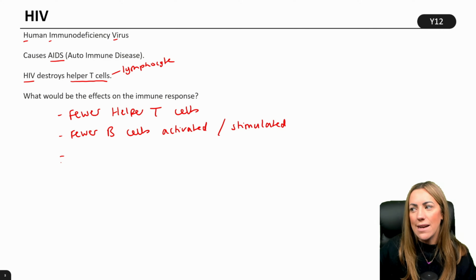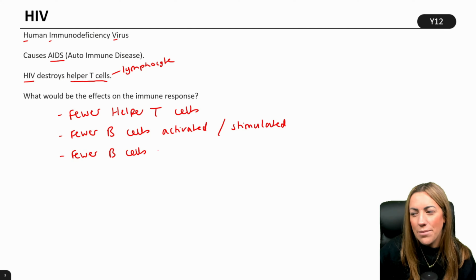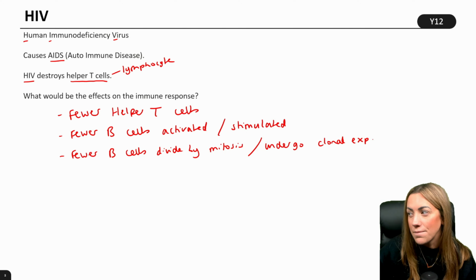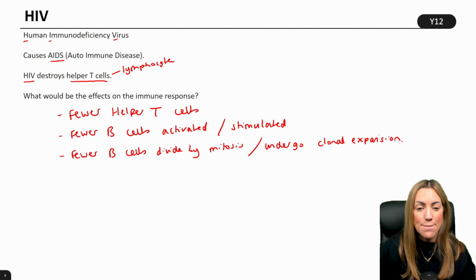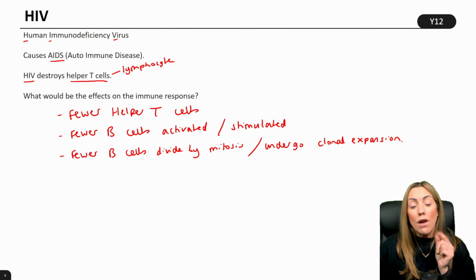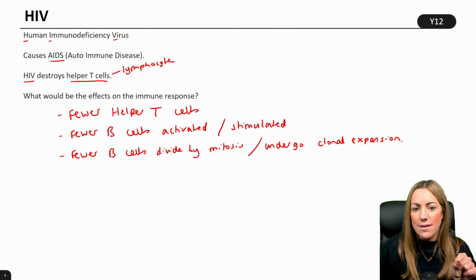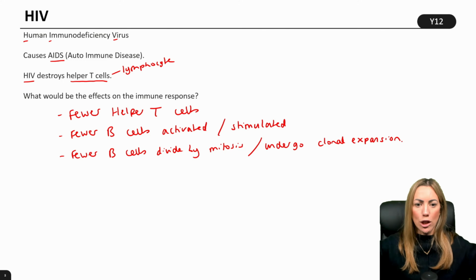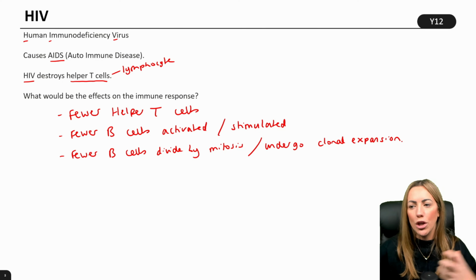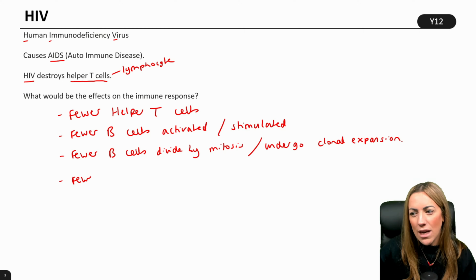So if fewer B cells are activated or stimulated, then fewer B cells divide by mitosis, or we can call it clonal expansion. Because there's fewer helper T cells to activate the B cells. If fewer B cells are being stimulated or activated, they are not going to clone themselves or divide by mitosis or undergo clonal expansion. So then we're going to have fewer plasma cells.